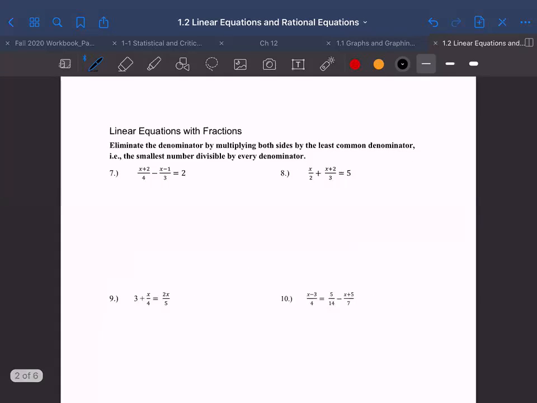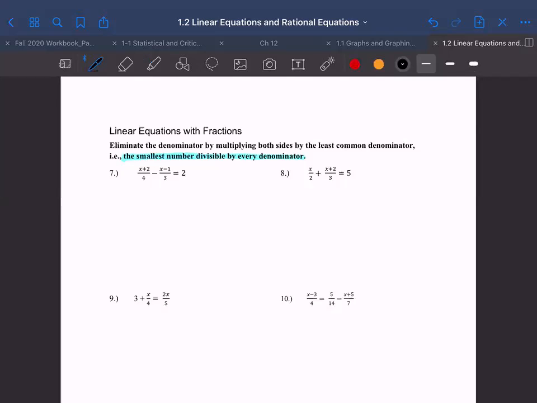So let's take a look here at linear equations with fractions. For this one, what we're going to try to do is solve this and get x isolated, but we're starting with different fractions. The first thing we're going to want to do is eliminate those fractions. We're going to do that by finding the smallest number divisible by every denominator, and then we're going to multiply everything by it.